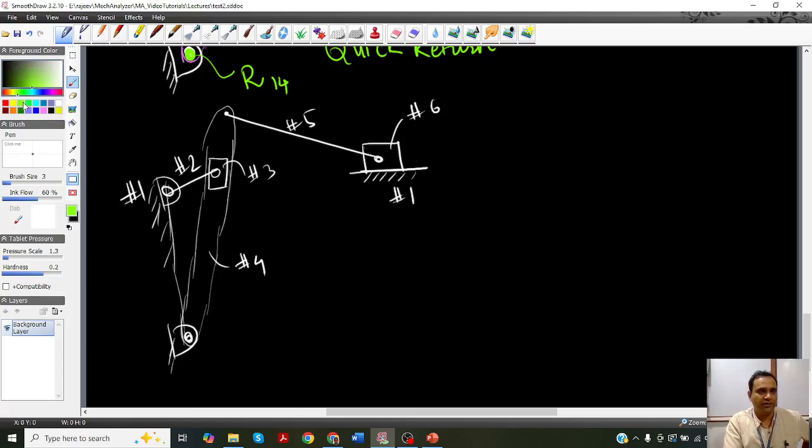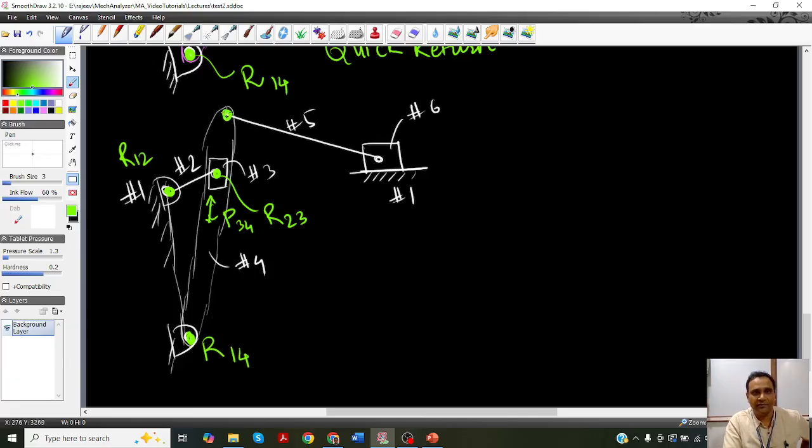Now let's look at the joints. Again, this is a good exercise. We should have this habit. R12 relative rotation. This is R23. There's a prismatic, P, between 3 and 4. There's another revolute here between 1 and 4.